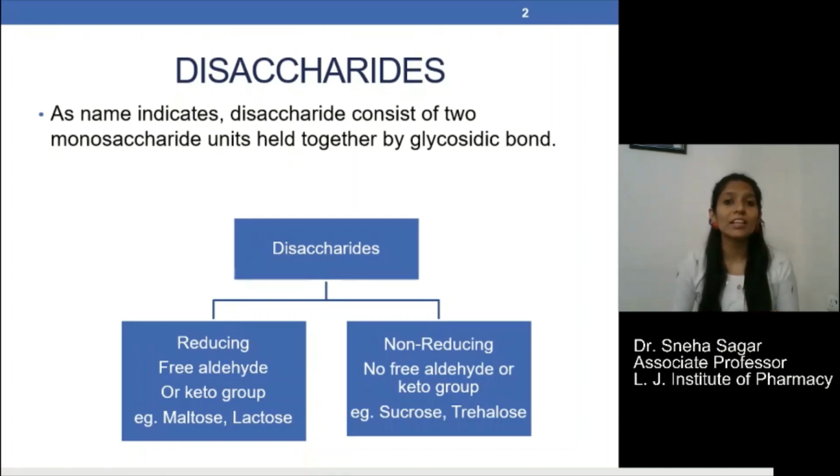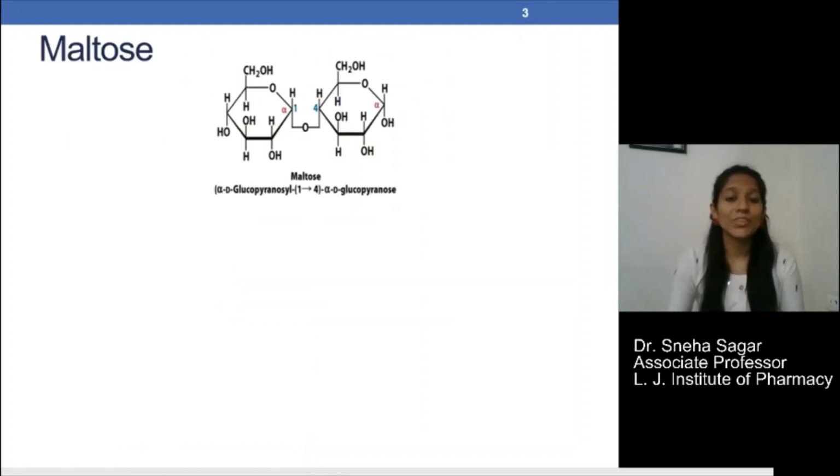So basically, the disaccharides are of two types. One, reducing disaccharides, which have a free aldehyde or keto group, for example, maltose and lactose. And another type is non-reducing disaccharides, with no free aldehyde or keto group, like sucrose and trehalose. So we'll start with the examples first.